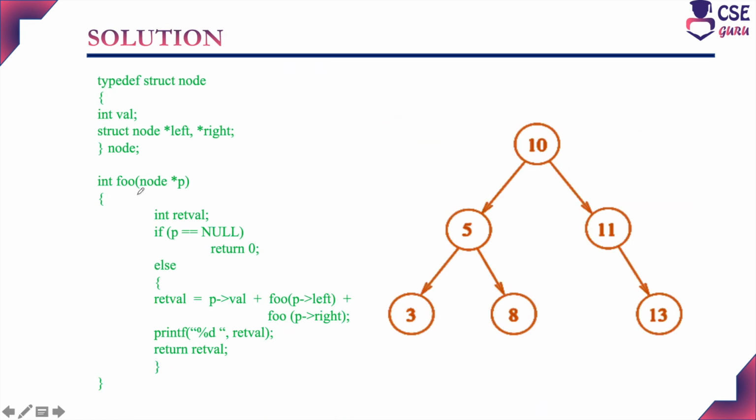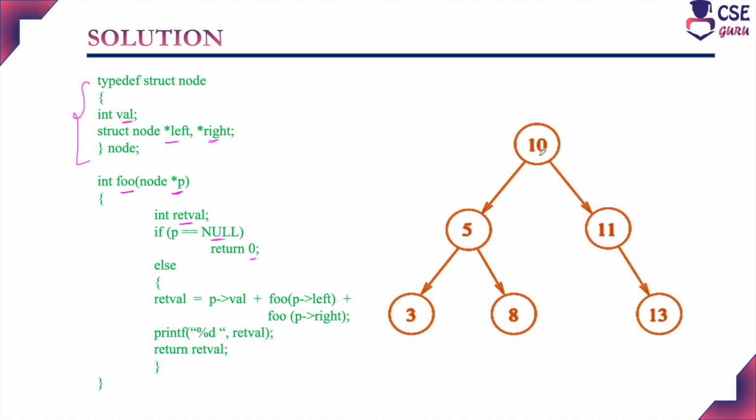Okay. Here we have typedef struct node. We have defined the node with the left child and right child, so this represents the binary tree node structure. And this is the function foo with the node pointer star p. Here we have declared the return value as integer data type. If p equal to null, it will return 0.